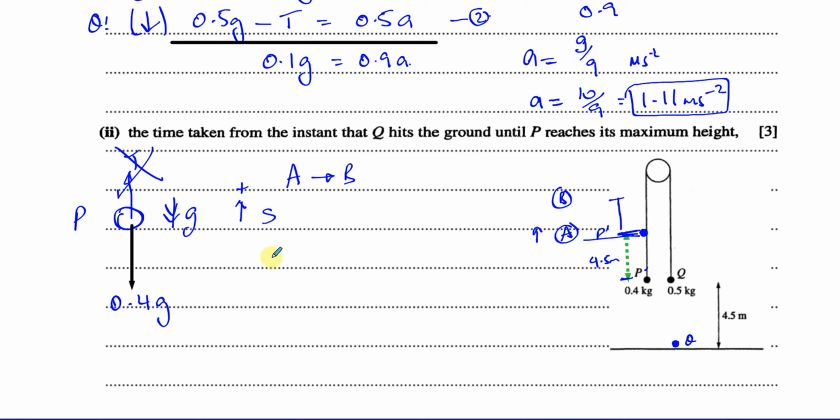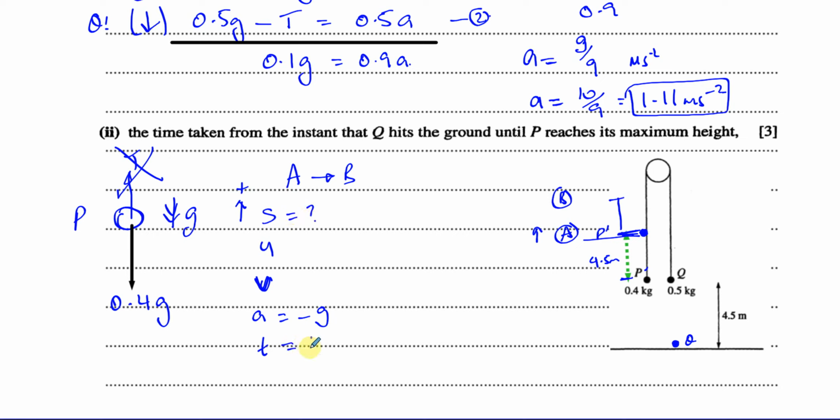So what we're going to do is use SUVAT. SUVAT is going with a constant acceleration of g towards the ground. Now we're taking up as positive and g is acting down, so we're going to put minus g. S we don't know.